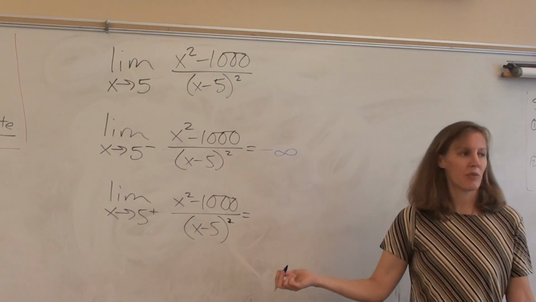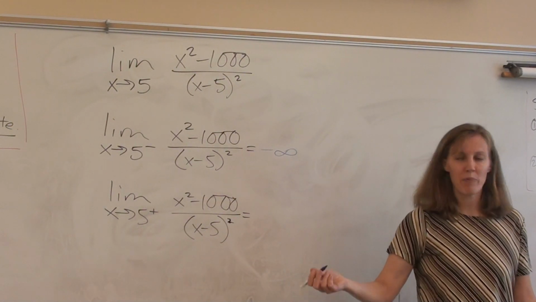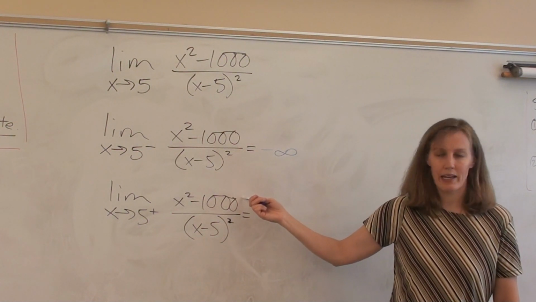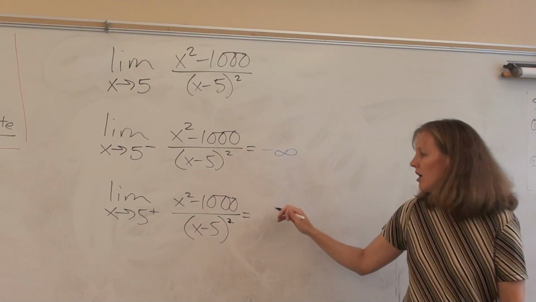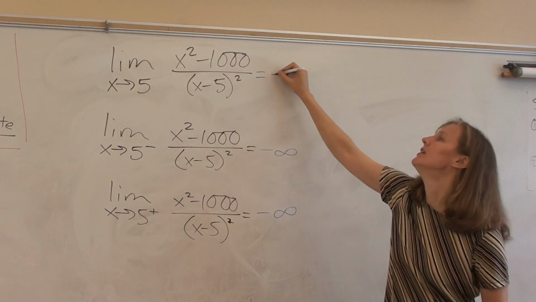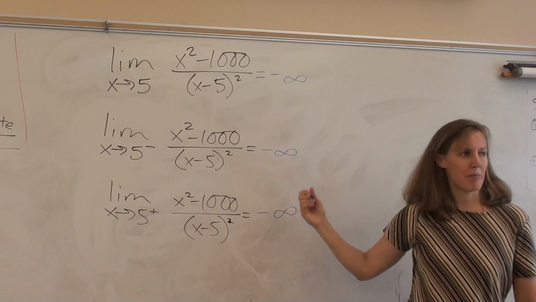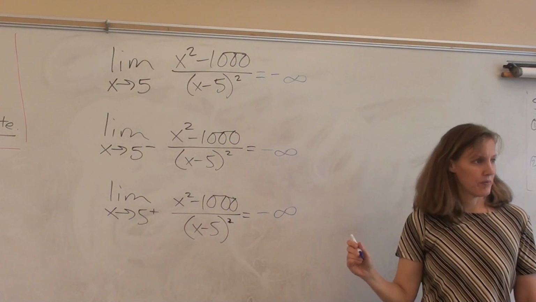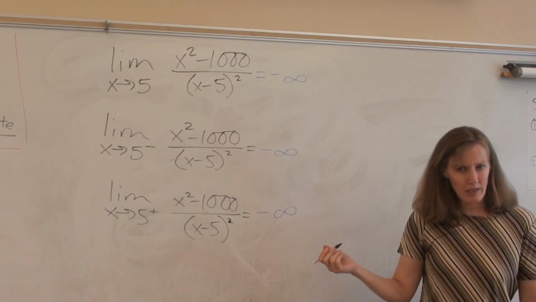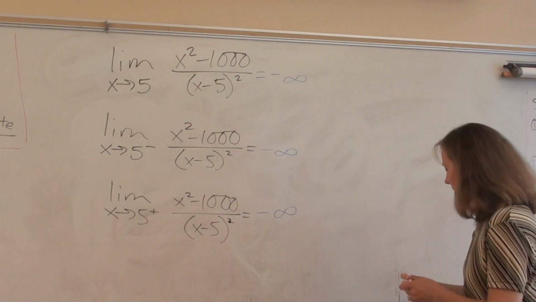Alright, pick a number close to 5 from the right. 5.1. Square it and subtract 1,000 and you are negative over positive, so negative. Oh look, they're both negative infinity. So what should I write for my limit? Negative infinity. If they match, that's your limit. If they don't match, it's DNE. Does that make sense? Let's try one more.